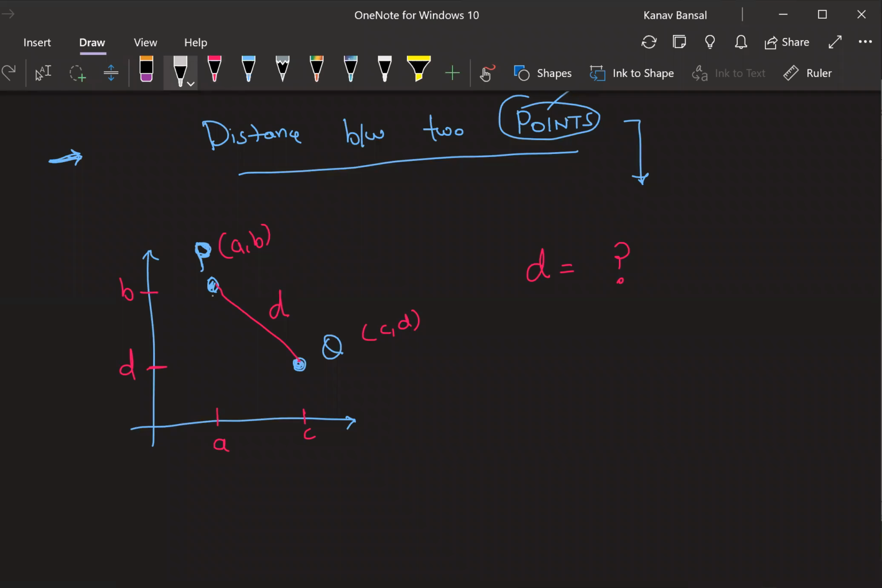Now, let me try to draw some lines here. So we have A here, we have C here, we have D here, and B here. Now we are interested in computing this pink line. And do you see again now we have something like a right angle triangle. Now we want to calculate this D given this right angle triangle.